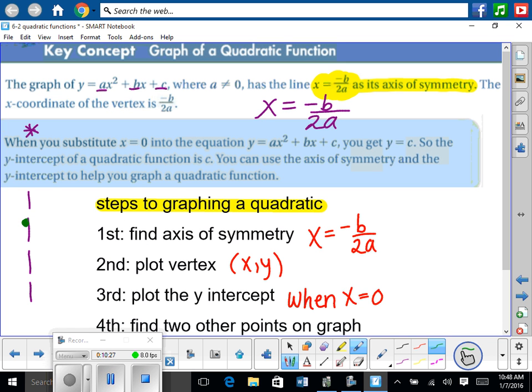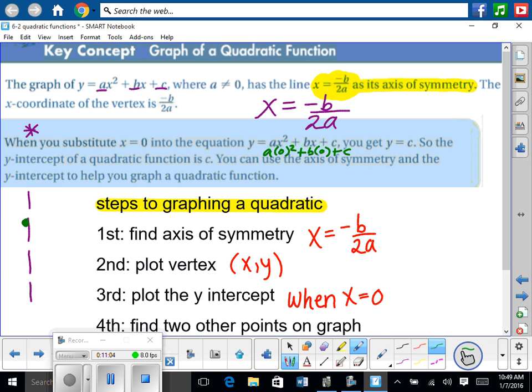So let's look at it, guys. If we plug in 0, we have a times 0 squared plus b times 0 plus c, right? Isn't 0 squared 0? Yes. 0 times a is 0. So we have 0 plus b times 0. Isn't that 0 plus 0? Yes. So then we have 0 plus 0 plus c. So what's our y-intercept always going to be? C. So does that make it easy for you? Do you understand what I'm saying here? It's always when x is equal to 0. You plug in 0, you're always going to get c, right? Okay. So you'll plot the y-intercept.